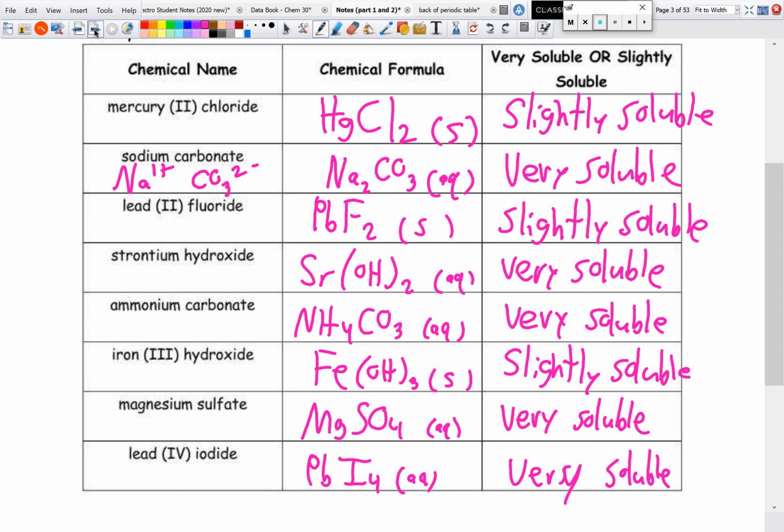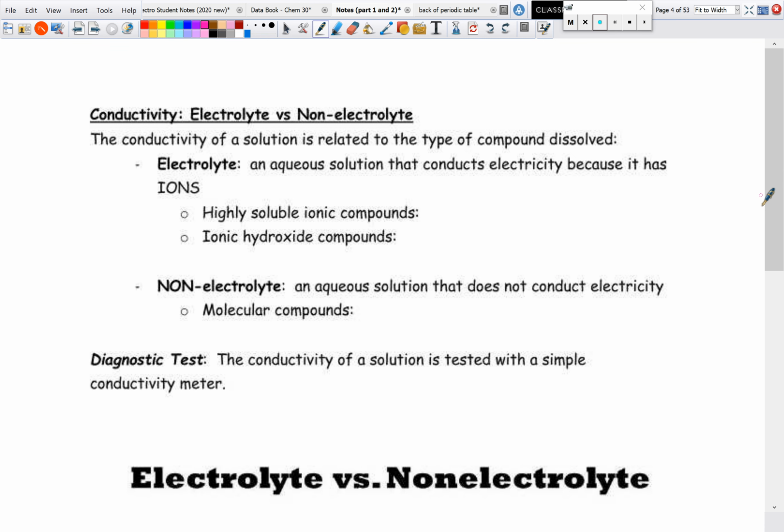Now the whole point of going through all these and figuring out the solubility is we're trying to figure out if our solution is going to be conductive, so if it's going to be an electrolyte or a non-electrolyte. The conductivity of a solution is related to the type of compound dissolved. An electrolyte is an aqueous solution that conducts electricity. These are going to be our highly soluble ionic compounds, the ones that have AQ, and ionic hydroxide compounds, which is basically the same thing, the ones that we have AQ.